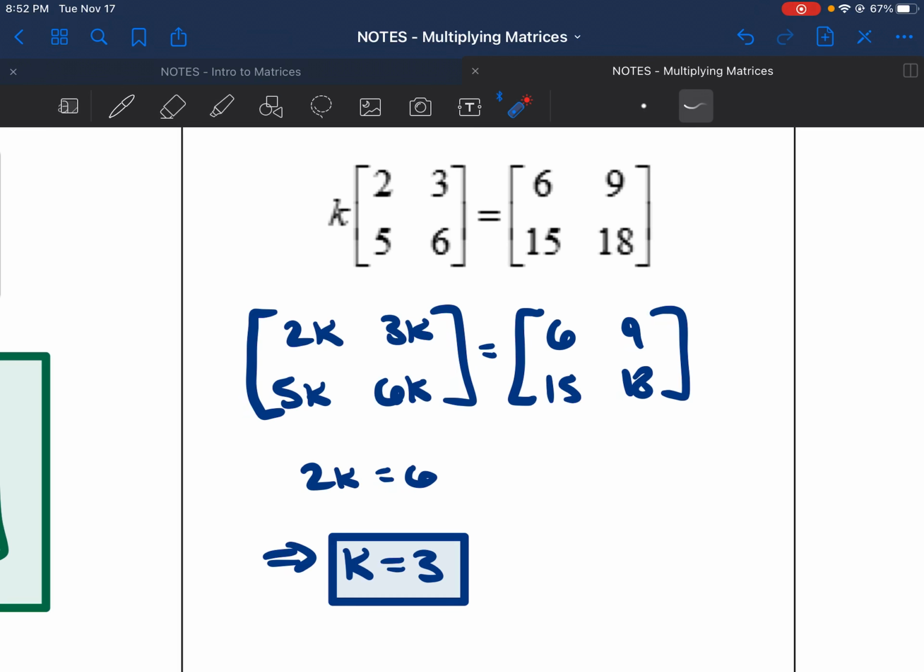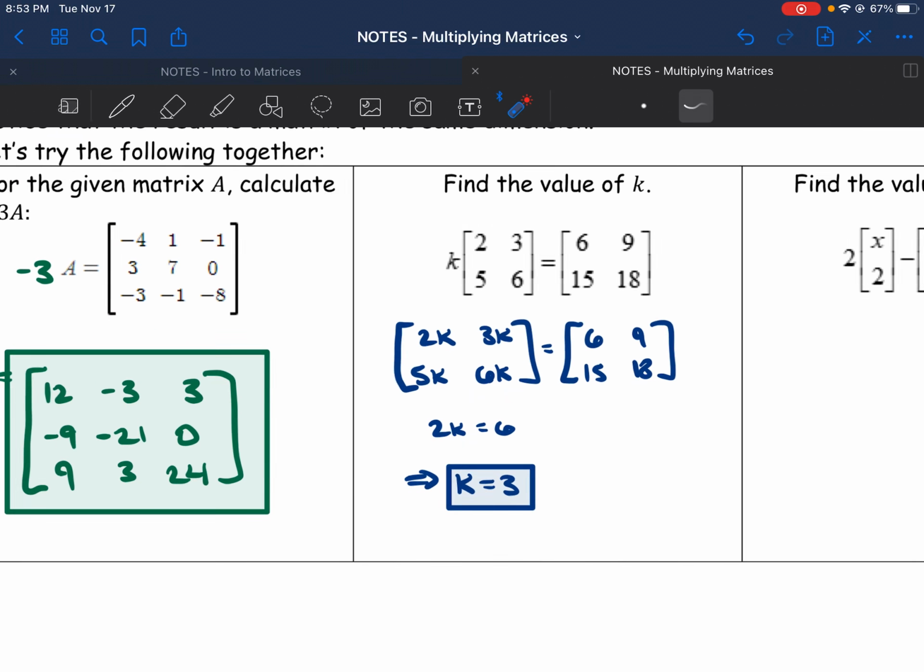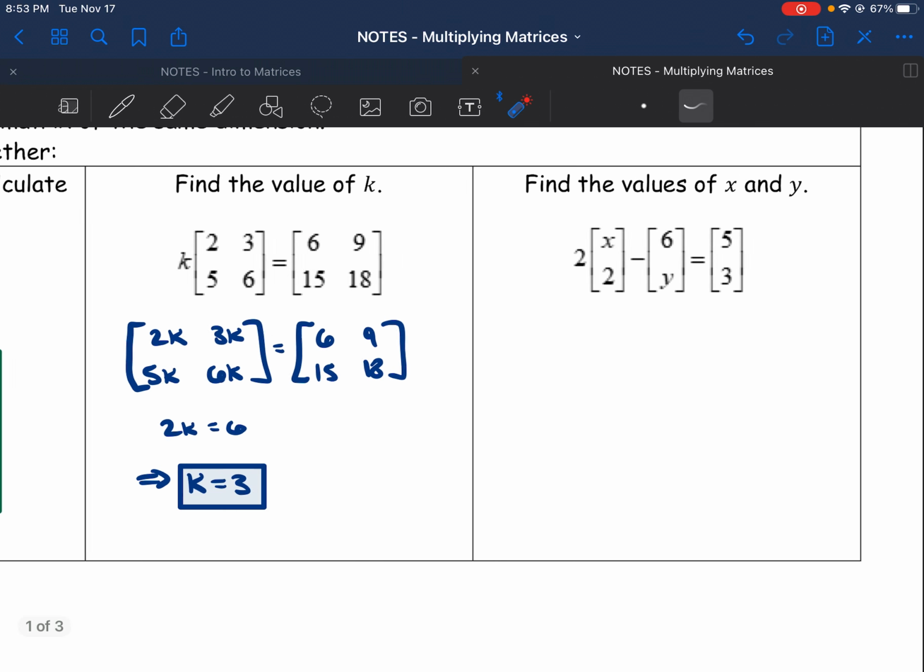And it's not hard to double check the other ones here. If I plugged in a 3 for the k, well, 3 times 2 would give me 6. 3 times 3 would give me 9. 3 times 5 would give me 15. And 3 times 6 would give me 18. So we can verify that k is, in fact, positive 3.